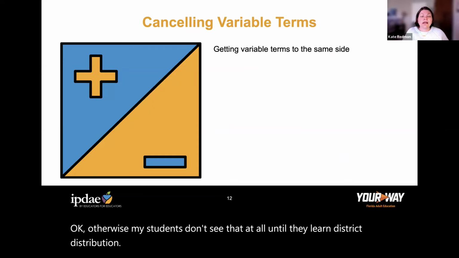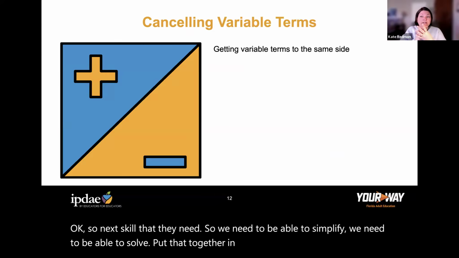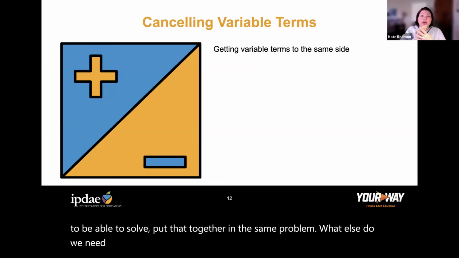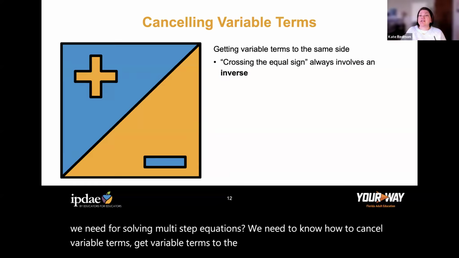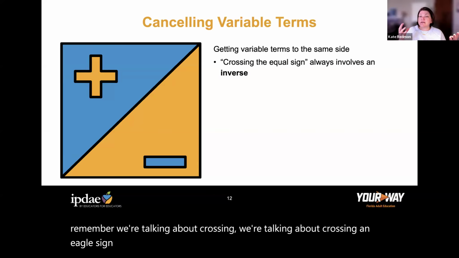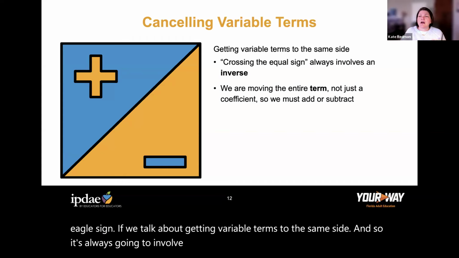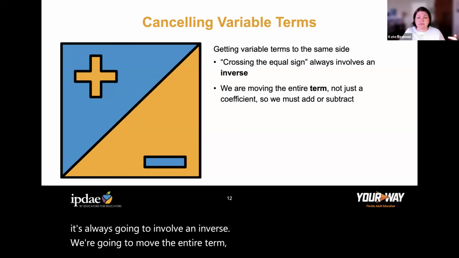Okay, so next skill that they need. So we need to be able to simplify, we need to be able to solve, put that together in the same problem. What else do we need for solving multi-step equations? We need to know how to cancel variable terms, get variable terms to the same side. And it is important to remember we're talking about crossing an equal sign if we talk about getting variable terms to the same side. And so it's always going to involve an inverse. We're going to move the entire term, not just a coefficient. So we must add or subtract.